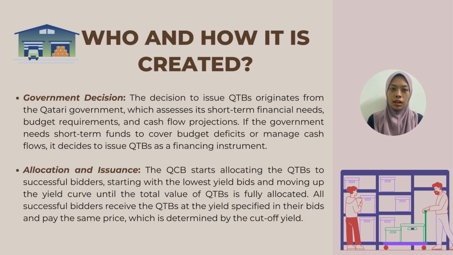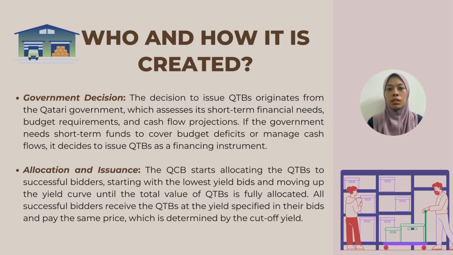Next is who and how it is created. First, government decision. The decision to issue QTB originates from the Qatar government, which assesses its short-term financial needs, budget requirements, and cash flow projections. If the government needs short-term funds to cover budget deficits or manage cash flow, it decides to issue QTB as a financing instrument.